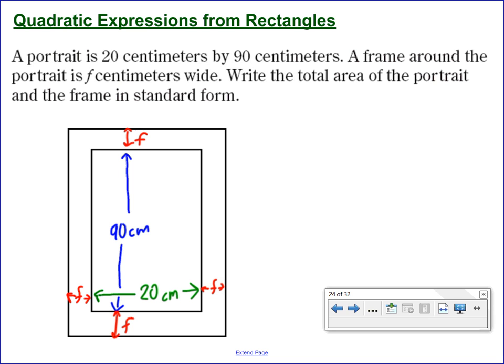So if I could write an expression for the total area A, in general of a rectangular shape, it's base B times height H. It's just that my base, right? My base isn't B, it's what, 20? What's the base of my portrait plus frame? Well, no, my portrait is 20. What would be my portrait plus frame? Lucas? 20 plus f squared.